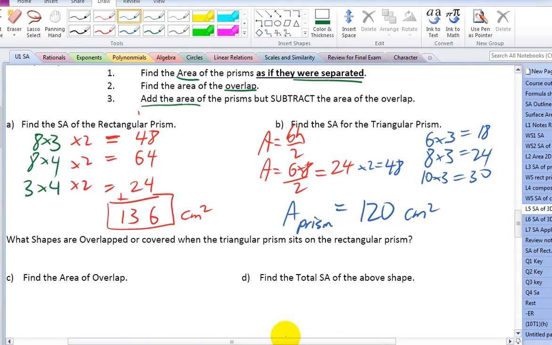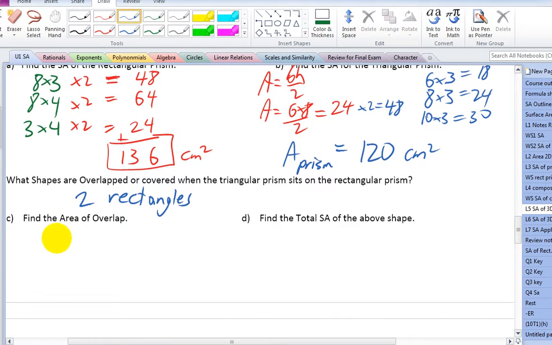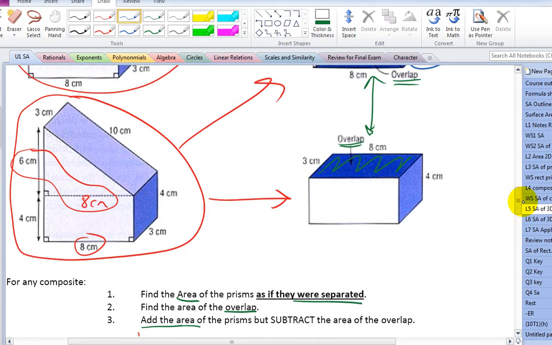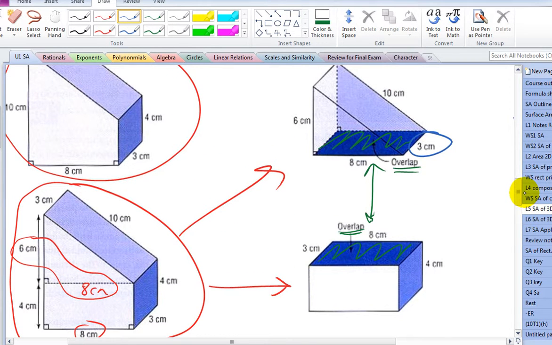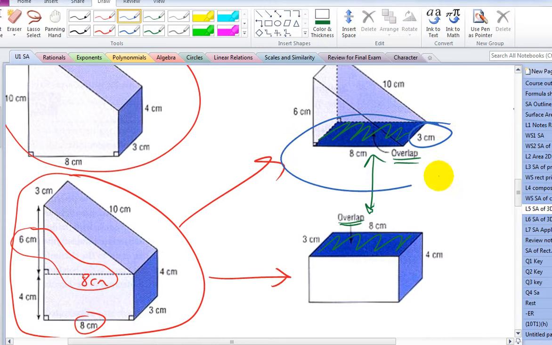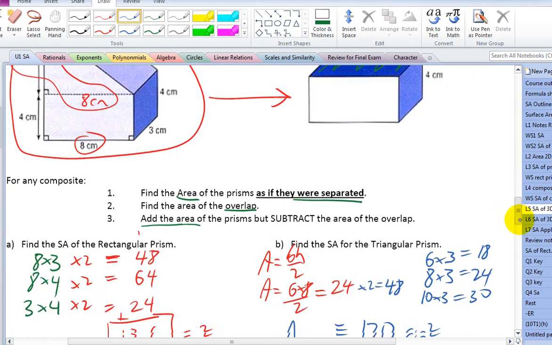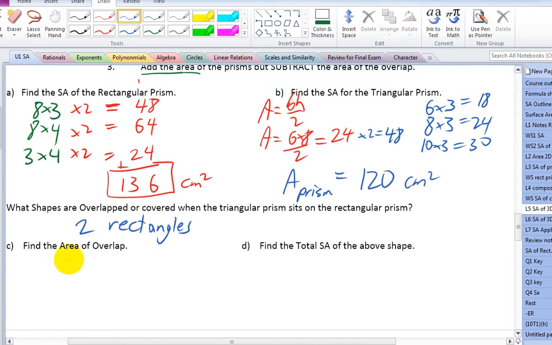So now we go about talking about overlap. What shapes are overlapped? 2 rectangles. So find the area of overlap. It's going to be 3 by 8. Is that correct? Okay, so it's right here, 3 by 8. So 3 times 8, and then you can double that, times it by 2.